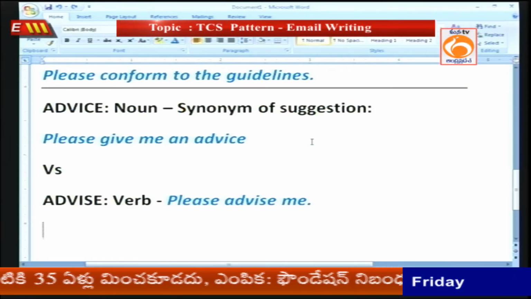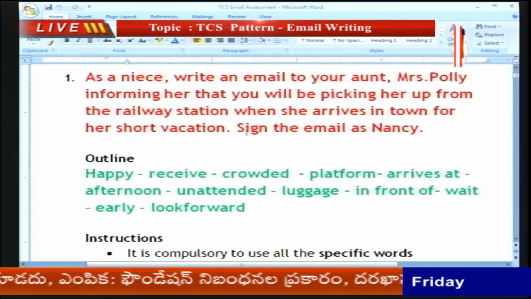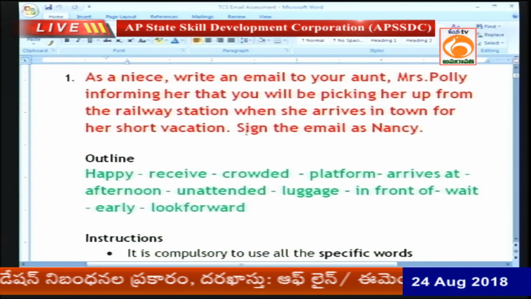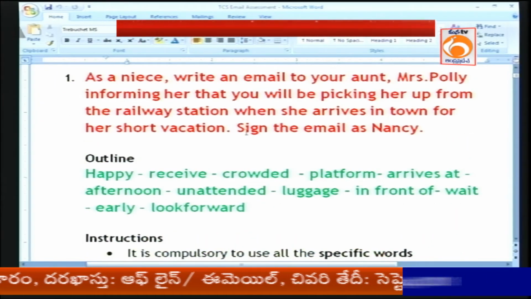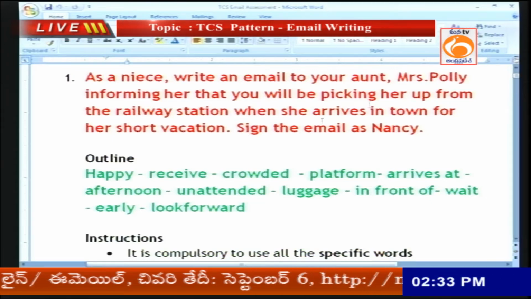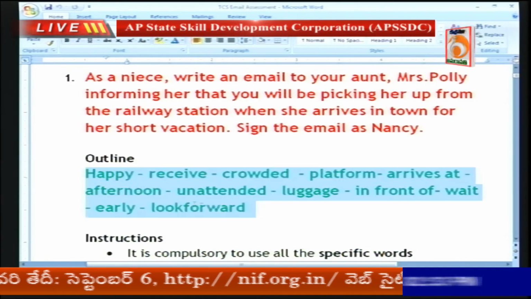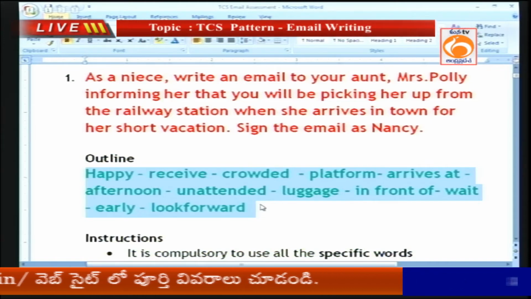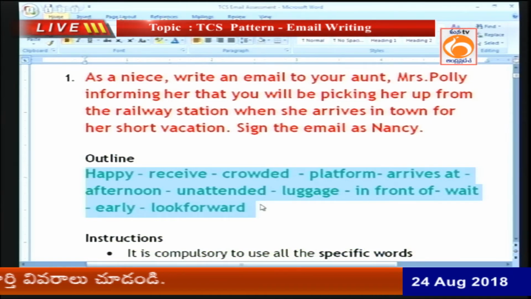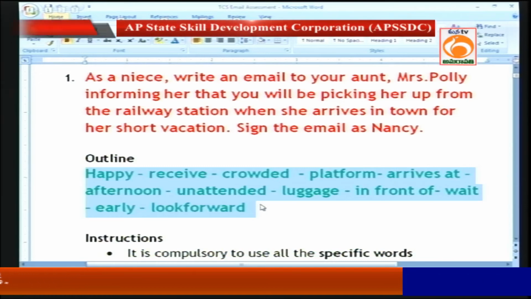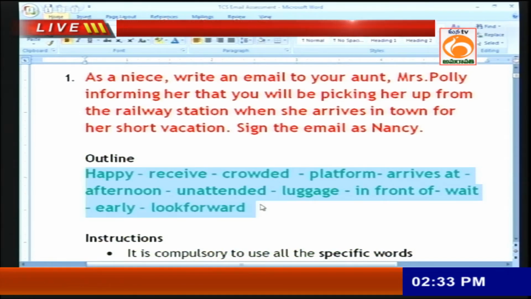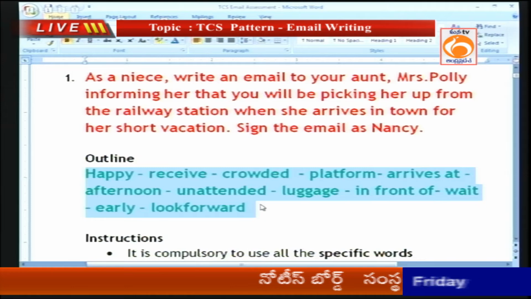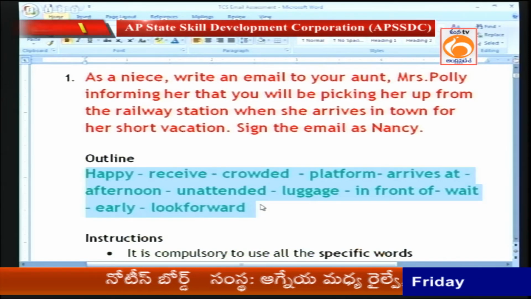All right. Now let's look at the question again. I'm going to write this email once again for you. It was done in the past, we are doing it again. So I'm going to copy these keywords. As a niece, write an email to your aunt, Mrs. Polly, informing her that you will be picking her up from the railway station when she arrives in town for her short vacation. Sign the email as Nancy.